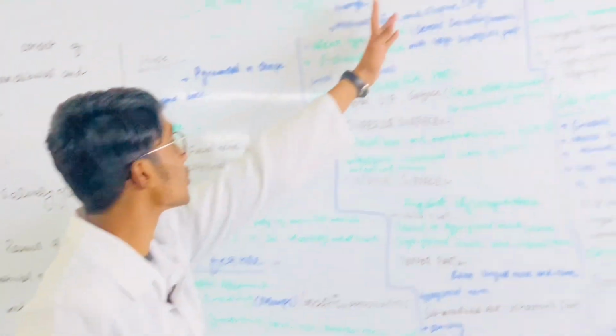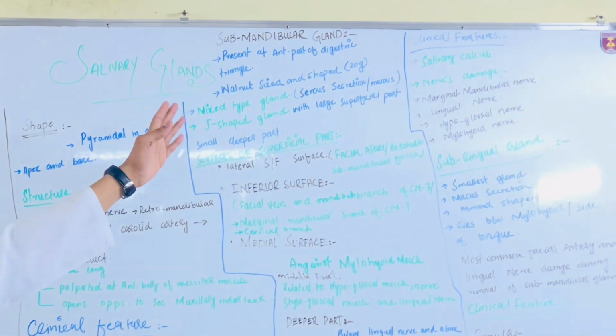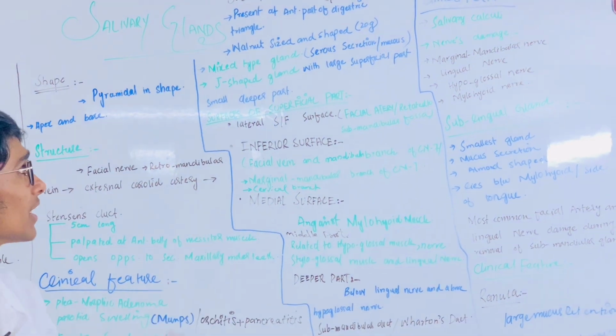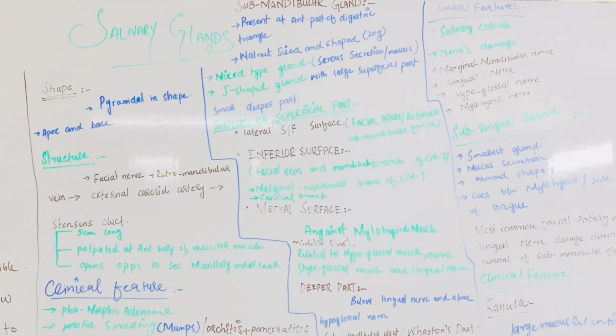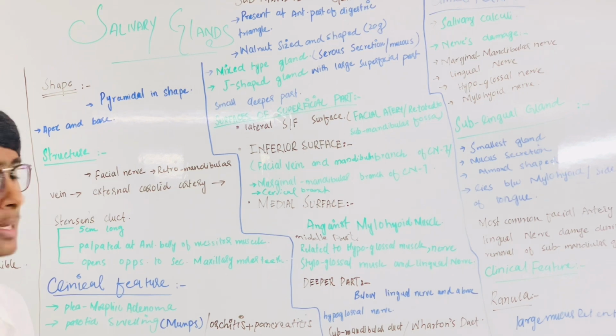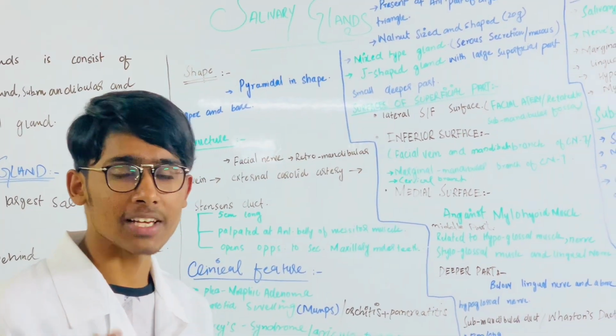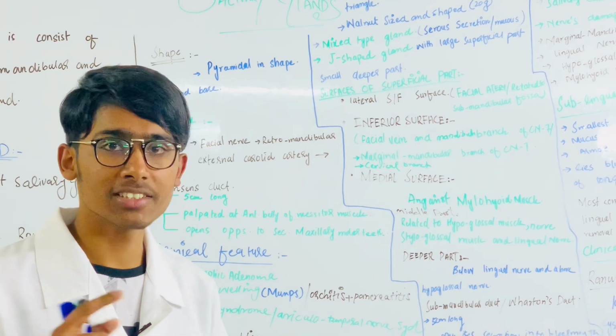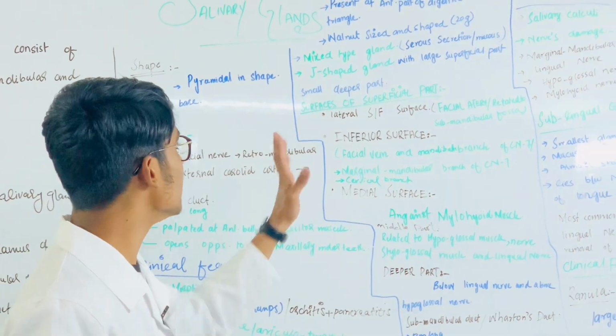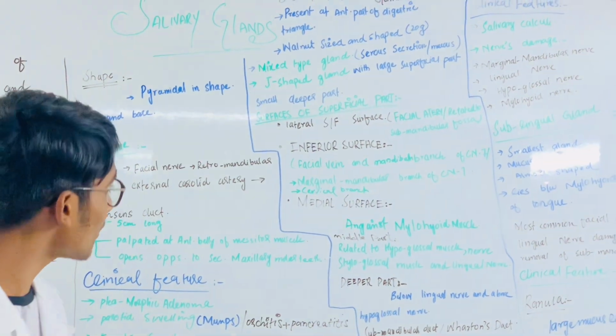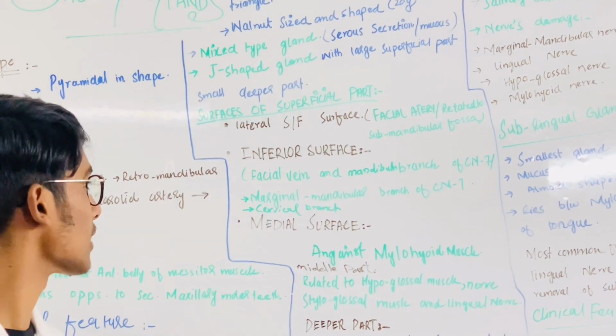Let's discuss the second salivary gland, that is the submandibular gland. It is present in the anterior part of the digastric triangle. It is walnut sized and shaped and its weight is 20 grams. It is a mixed type gland because it secretes both mucous and serous secretions. It is a J-shaped gland with a large superficial part and a deeper smaller part.